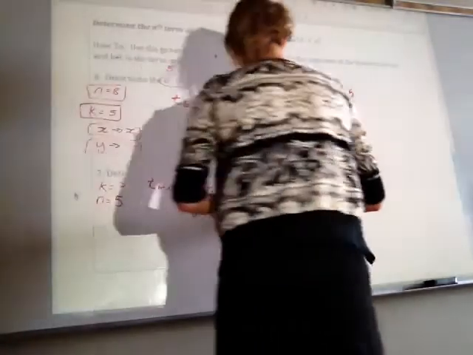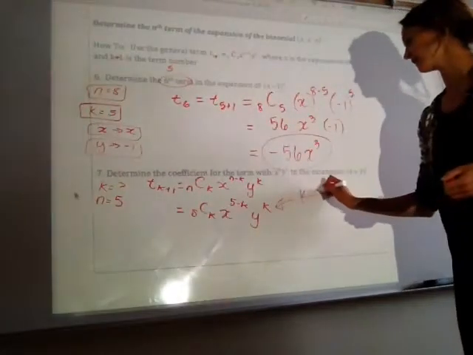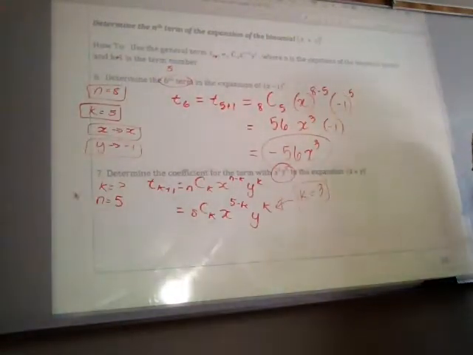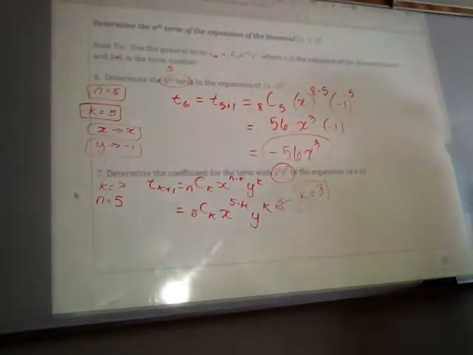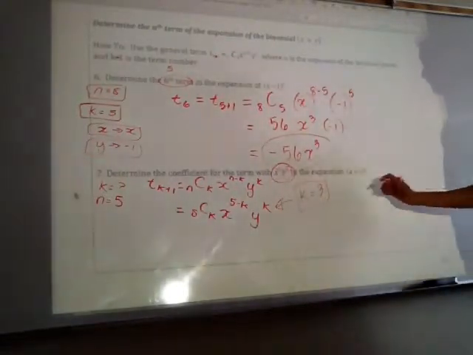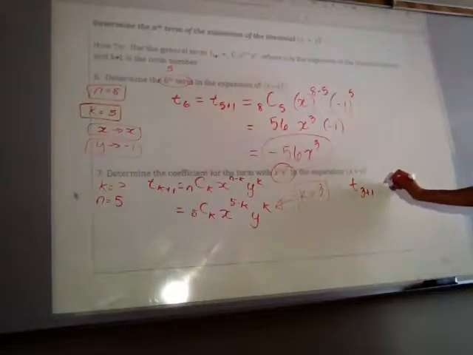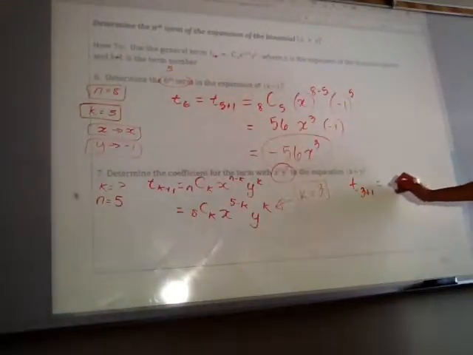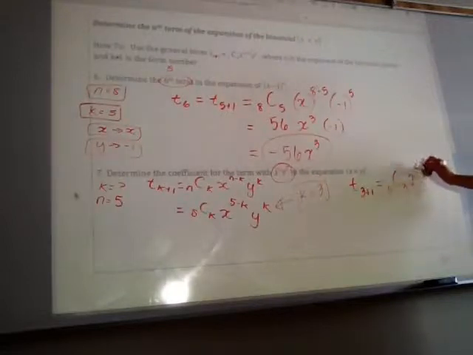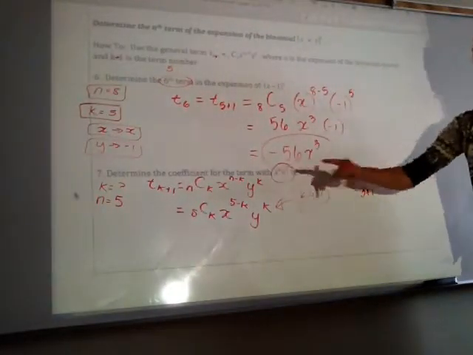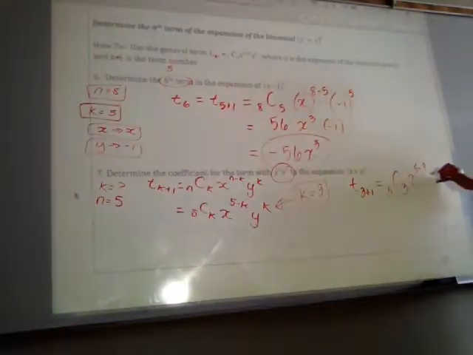Okay, so just make a little note here. K is equal to 3 because we need a y cubed. So if k is equal to 3, now we can just start from the beginning. I have t 3 plus 1, which is term 4. And I'll be given 5 choose 3, x to the power of 5 minus 3. That gives me x squared, and I needed x squared, so we did our job. And then y to the power of 3.